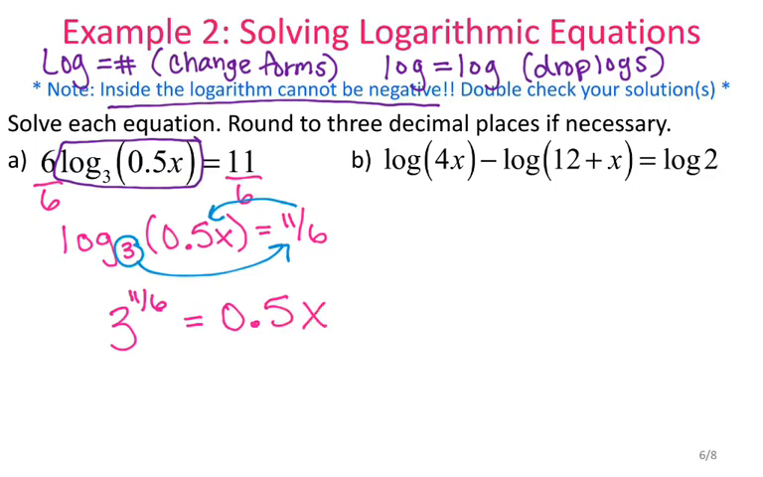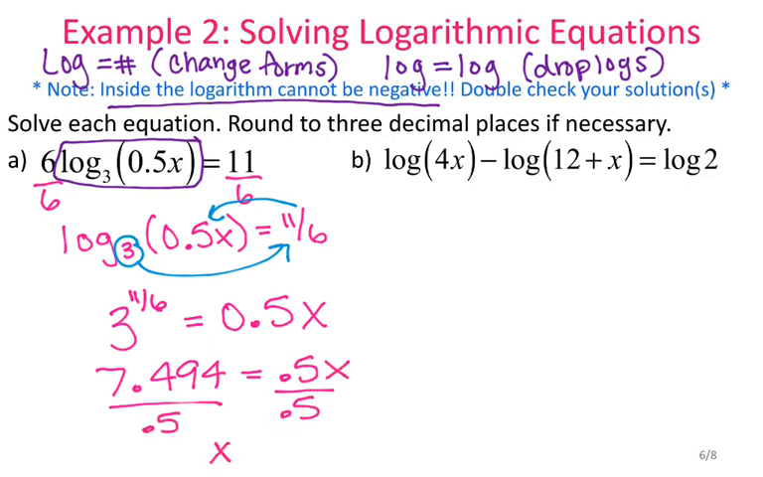I'm going to calculate 3 to the 11/6 in my calculator, and that's approximately 7.494. Divide by 0.5, and I get x equals 14.988.